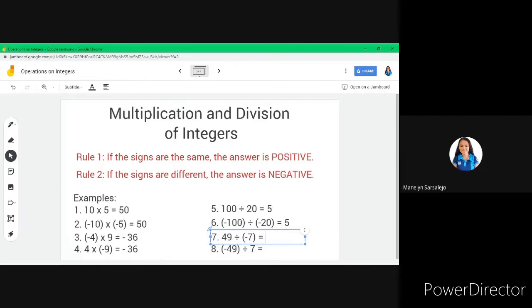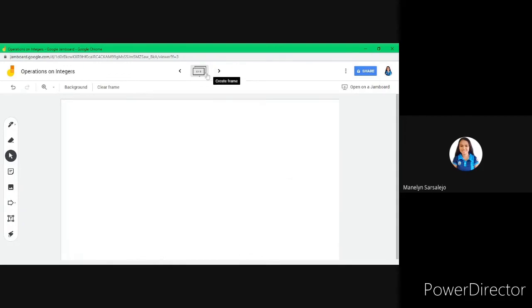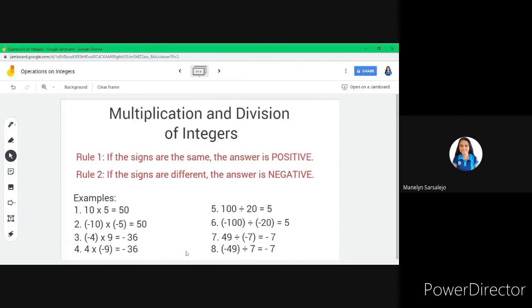Next, 49 divided by negative 7. Different signs, so answer must be negative. And when we divide, the answer of these two numbers is 7. Last one, negative 49 divided by 7. So answer is negative 7. Okay, that's how we multiply and divide integers.